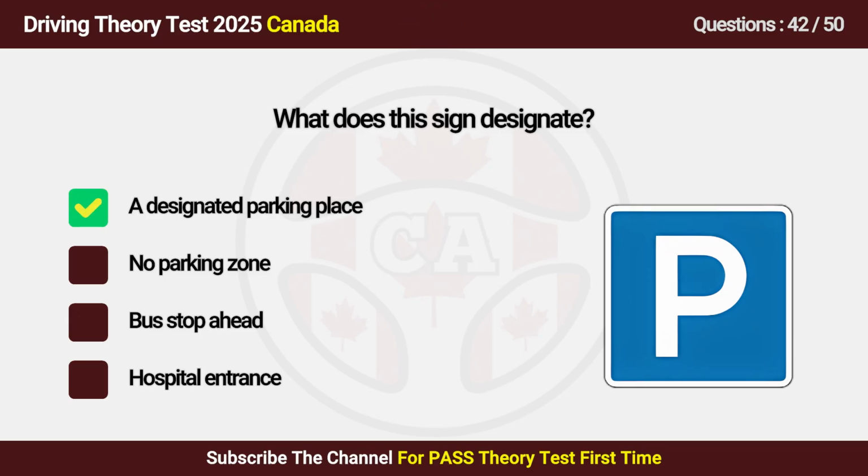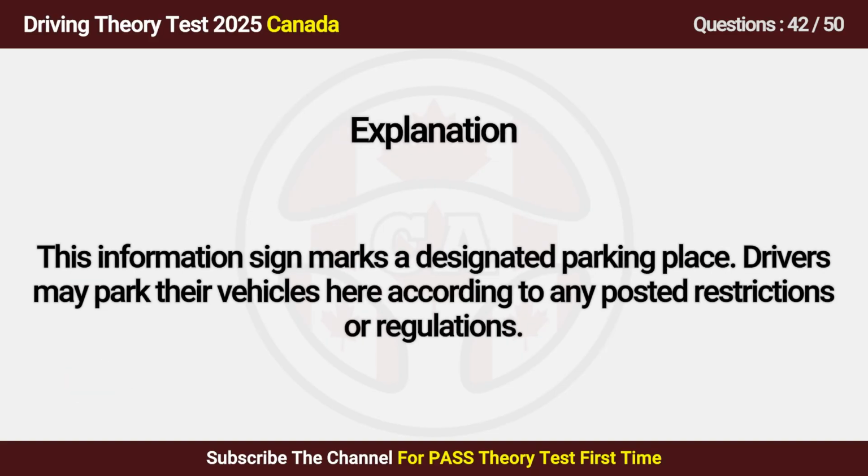Answer is A. Parking place. This information sign marks a parking place. Drivers may park their vehicles here according to any posted restrictions or regulations.